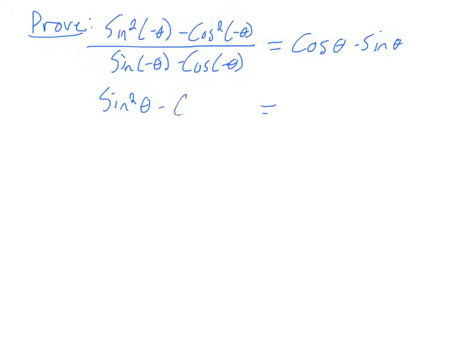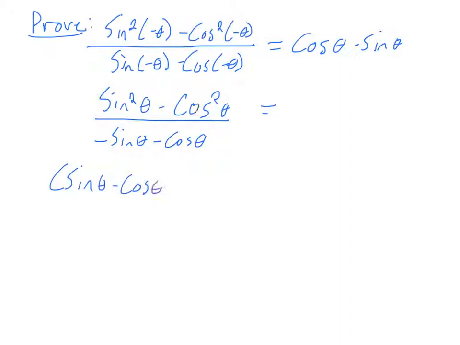And the same thing is going to be true for cosine squared theta, although cosine of negative theta is just cosine theta itself anyway. So that negative there doesn't really matter. And the bottom here, on the other hand, we're going to end up getting negative sine theta minus cosine theta after we apply the even odd identities. And so on top, we have a difference of squares, so let's go ahead and factor that.